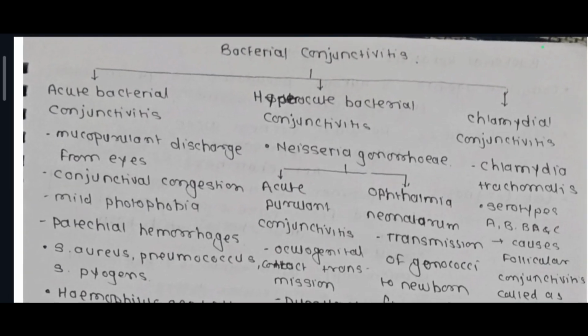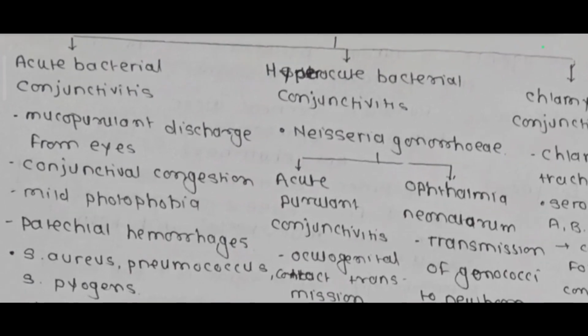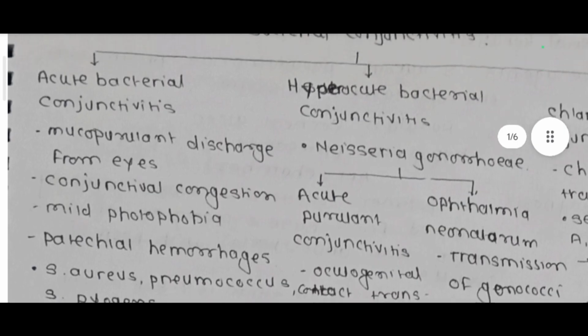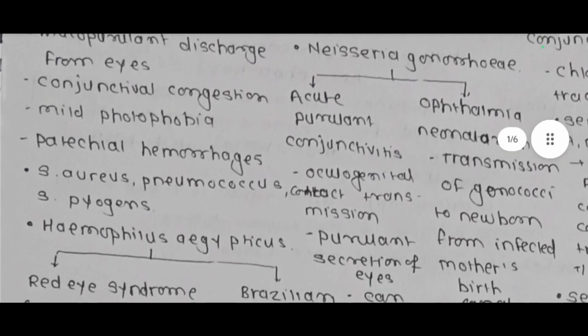There are three types of bacterial conjunctivitis: acute bacterial conjunctivitis, hyperacute bacterial conjunctivitis, and chlamydial conjunctivitis. So let's see acute bacterial conjunctivitis. In acute bacterial conjunctivitis, there is mucopurulent discharge from the eyes, conjunctival congestion, mild photophobia, and petechial hemorrhages. The causative agents are Staphylococcus aureus, Pneumococcus, and Streptococcus pyogenes.